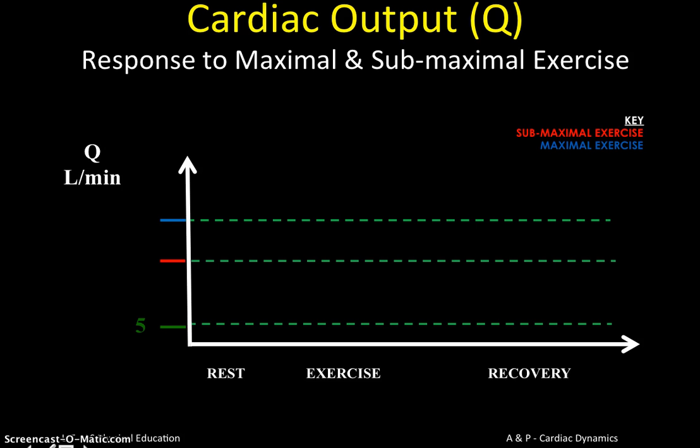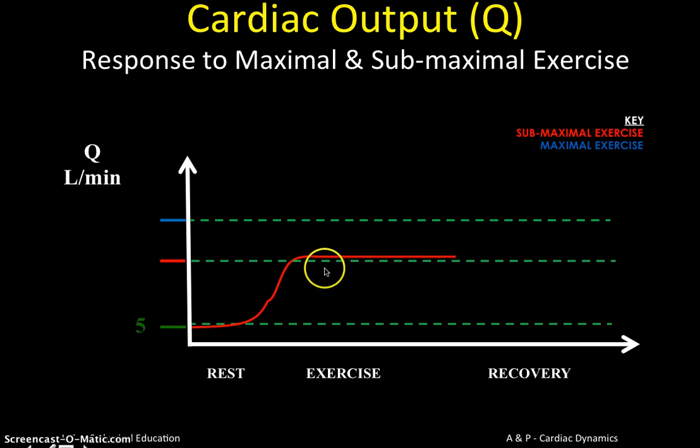At rest, we circulate about 5 litres per minute, so we've got this resting level before we've exercised. You'll also see a gradual increase before we've started exercise. Quite often we anticipate exercise and our body responds physiologically, and we start circulating more blood to prepare us for our exercise. We then have a quite steep, rapid increase in cardiac output.